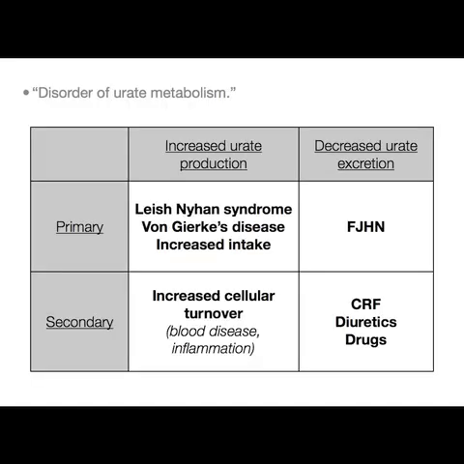So let's now talk a little bit about hyperuricemia itself. You can basically divide up the causes of hyperuricemia into those caused by either increased urate production or decreased urate excretion. This is shown in the table on the slide. However, note also that each may be subclassified into either primary or secondary.